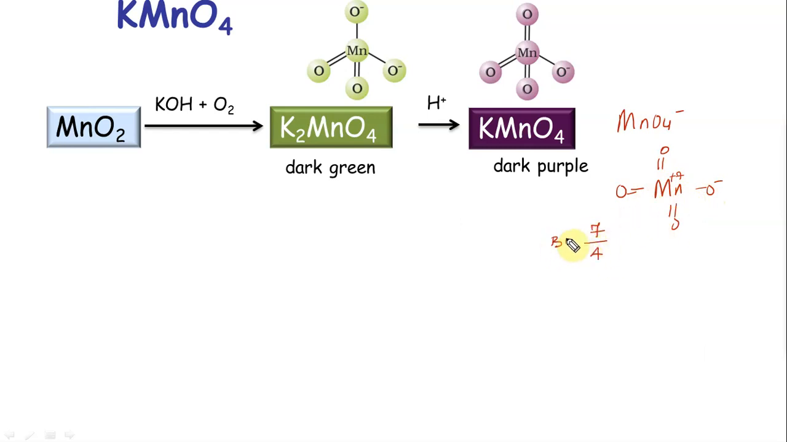So this is the bond order of the permanganate ion. The permanganate ion is going to have a bond order of 7 by 4 and a bond angle close to 109.28 because these are one of the resonating structures. The actual resonating structures would be dotted lines everywhere.